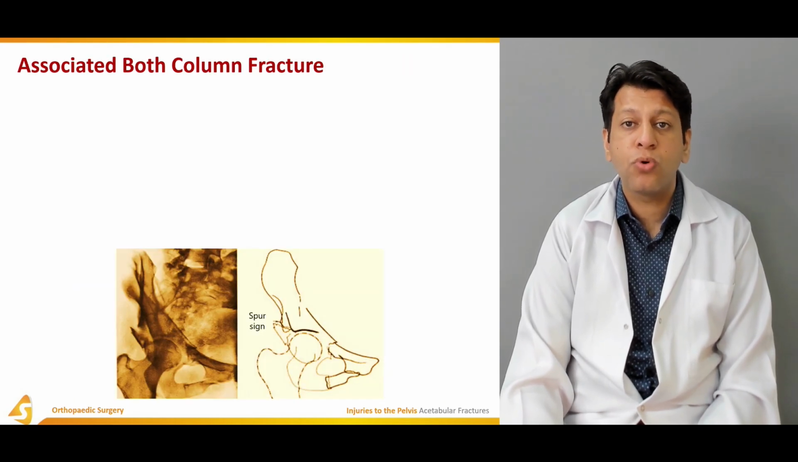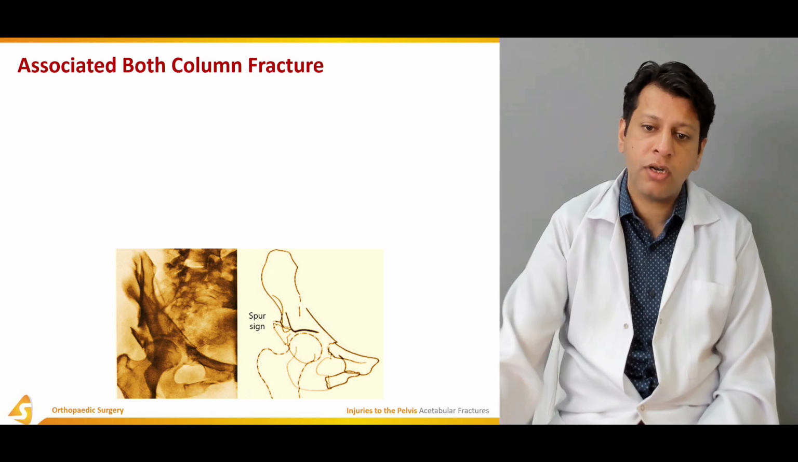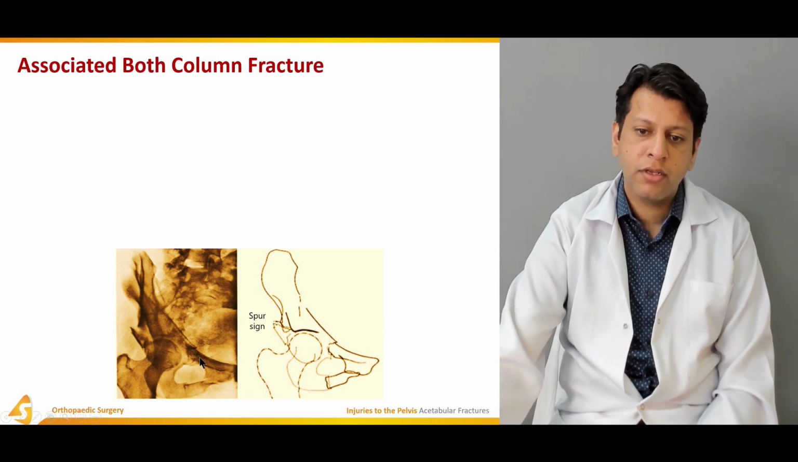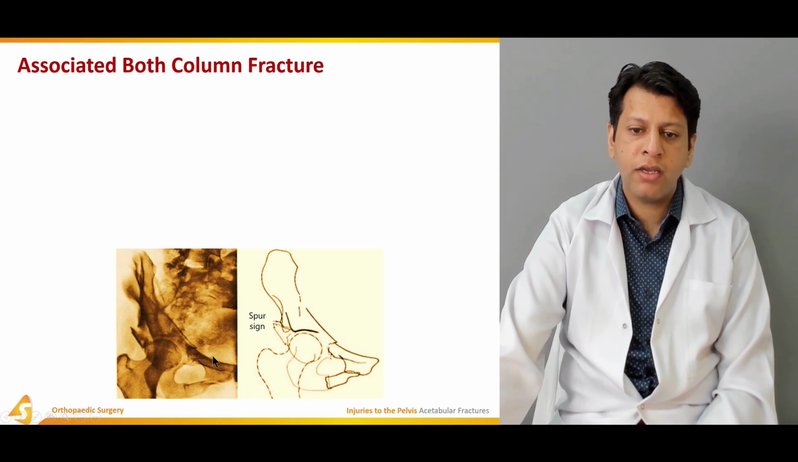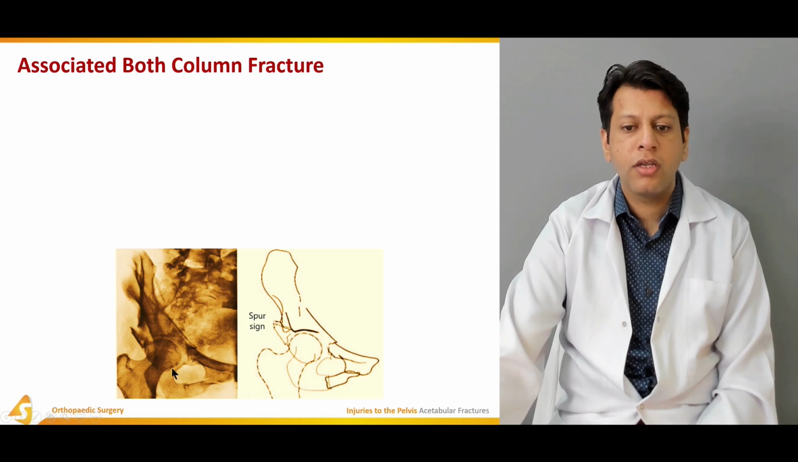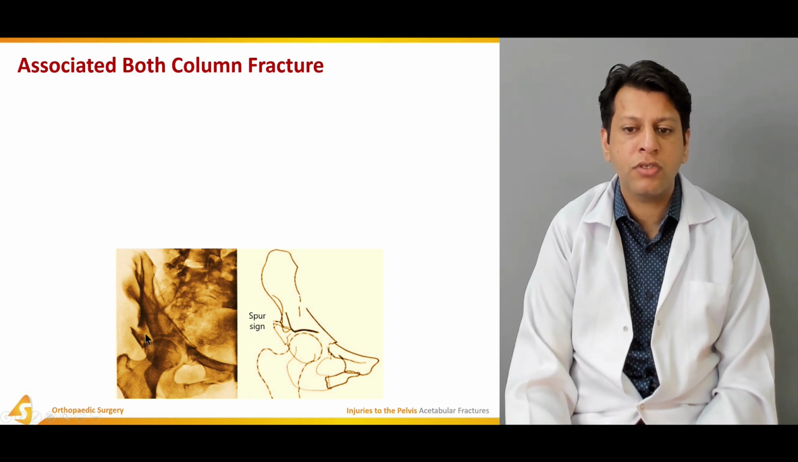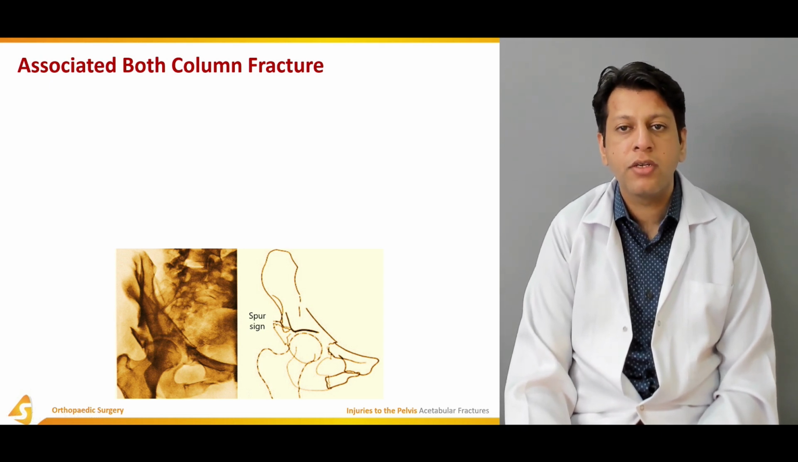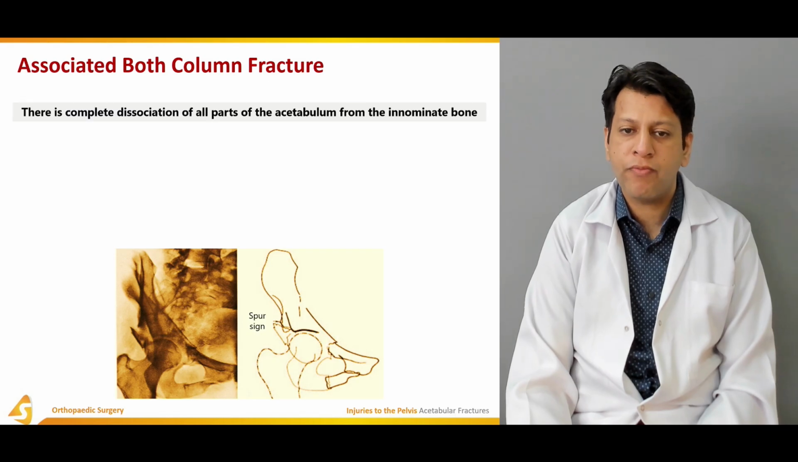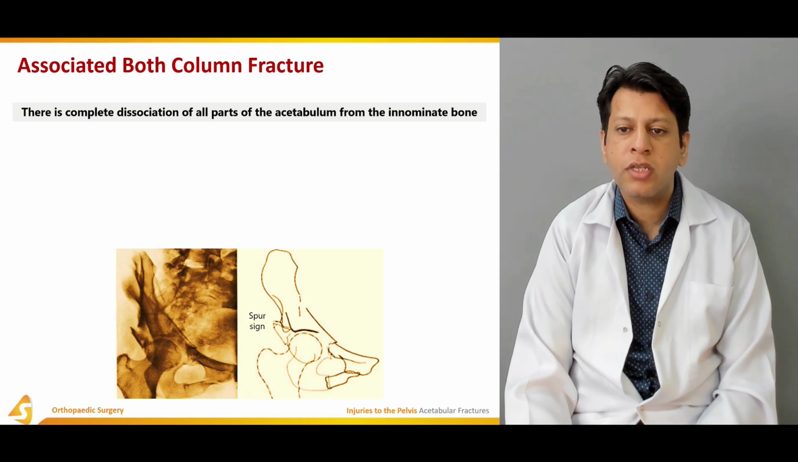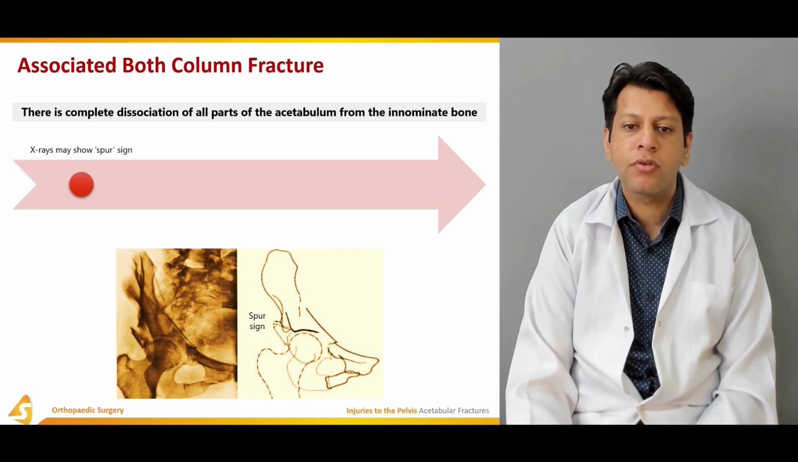Now, associated both column fractures. What is important is, if you see this X-ray, can you appreciate there is a disruption of the iliopectineal line? There is also disruption of the ilioischial line. And then this is a spur sign, which can be very clearly visible over here. This is a V-shaped sign just superior to the head. This is called associated both column fractures, that is a complete dissociation of all parts of the acetabulum from the innominate bone.